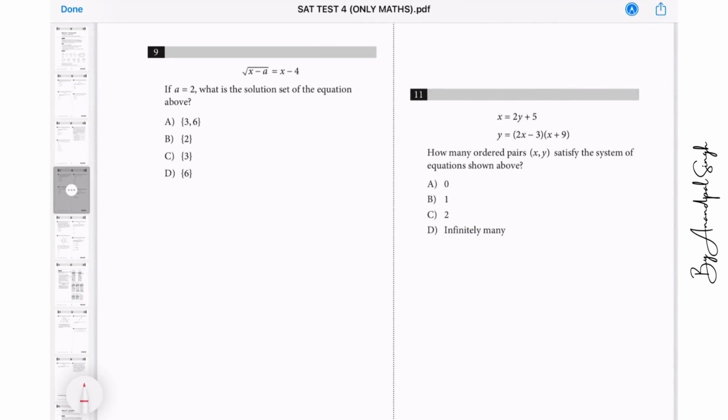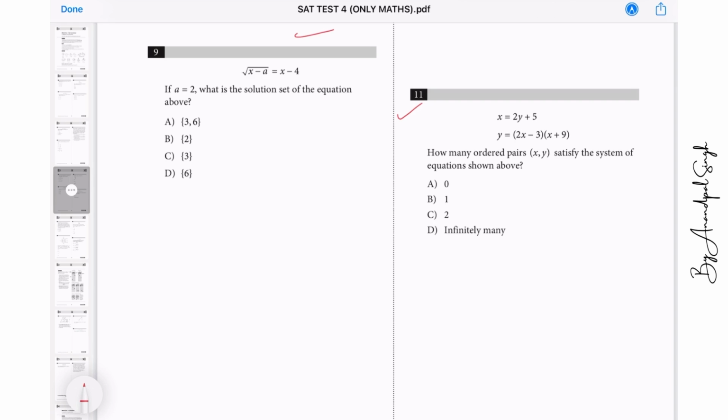Hello dear friends, so let us start further. From question number 11, this is your SAT test paper number 4, College Board, and we are into question number 11 now. In the last video we completed till question number 10.